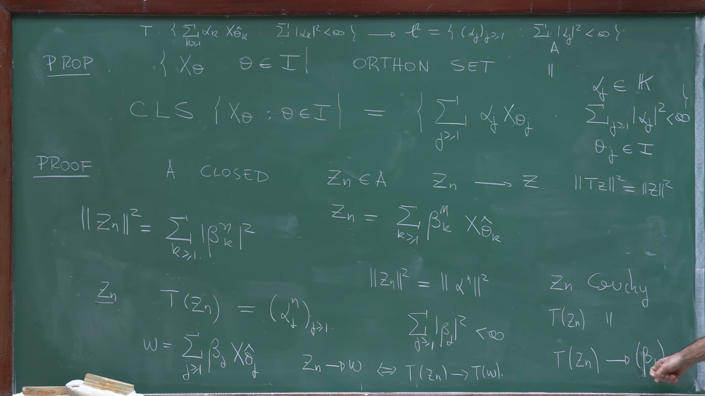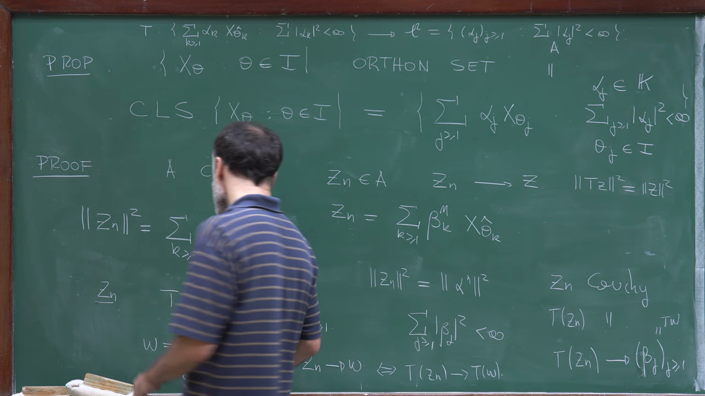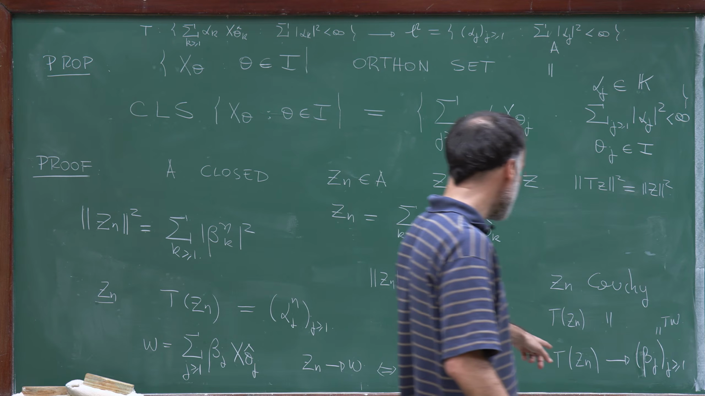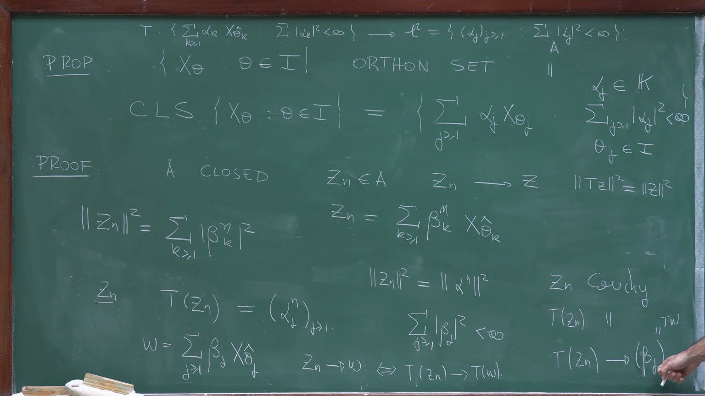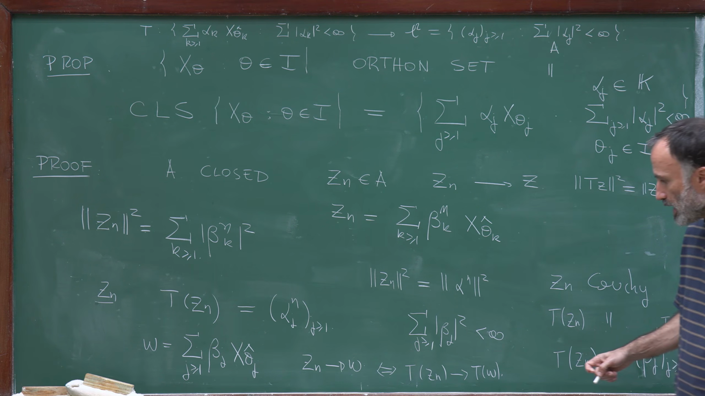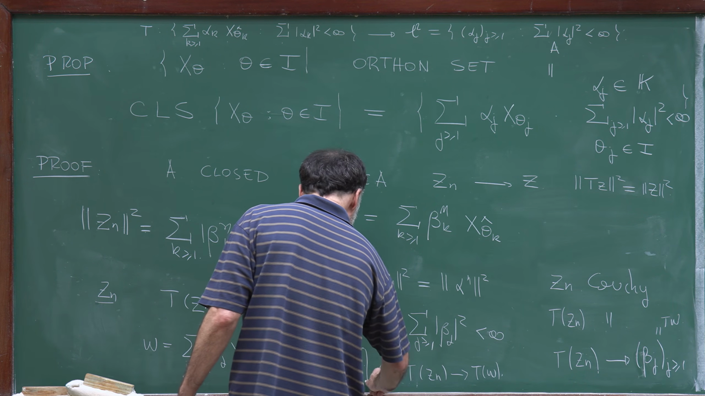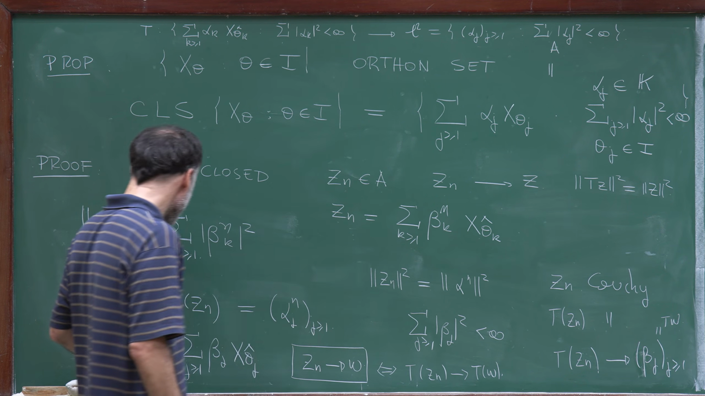But what is beta j? Beta j is exactly T of W, because we define W in this way so that T of W is the sequence beta j. And we know that T of Zn converges to this sequence beta j, which is T of W. So T of Zn converges to T of W, and therefore Zn converges to W. So we proved that Zn converges to W.